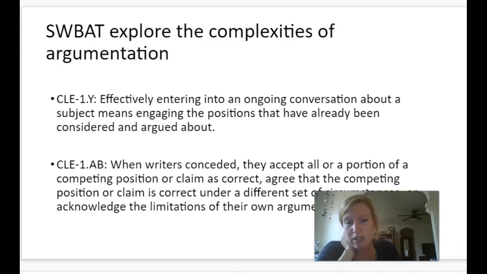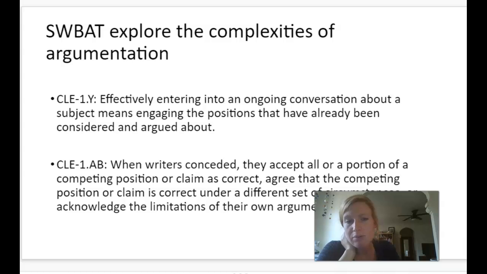So when we go into these prompts, we need to not just think about our own stance, but the multiple perspectives that people might have in this conversation, and whether we need to refute those perspectives, or challenge them, or maybe accept them and concede that they are true. So when writers concede, they accept all or a portion of a competing position or claim as correct.